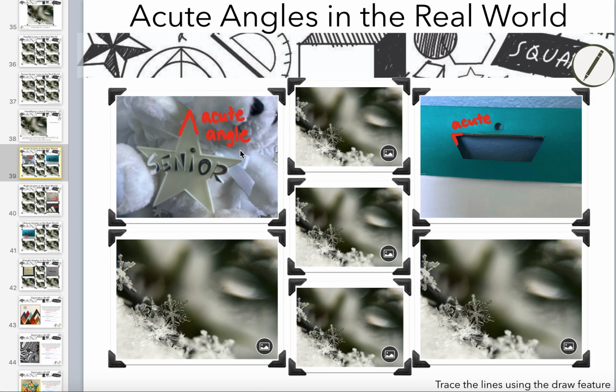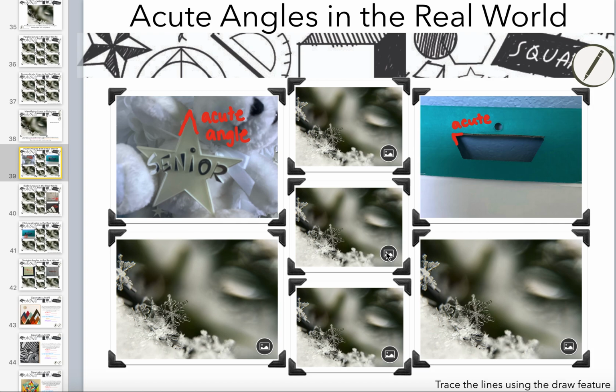Make sure that the angle is actually in frame. I did have a different example, but when I uploaded it, it didn't fit in the frame. It was like the angle was down here, so I had to redo a couple. So just make sure that the angle is in frame. I want to challenge you to try and complete all of these, because you'd be surprised at how many angles you can find in your day-to-day life.